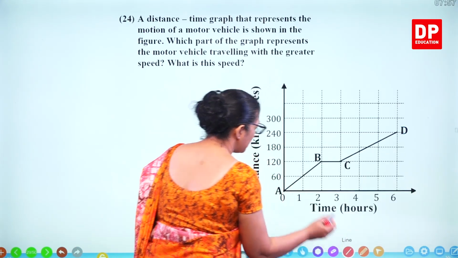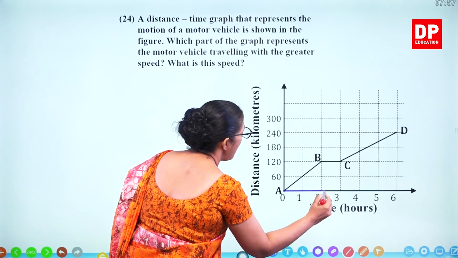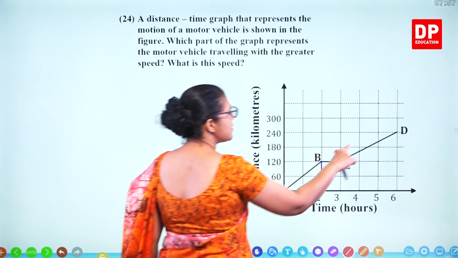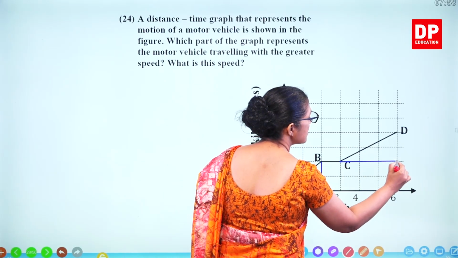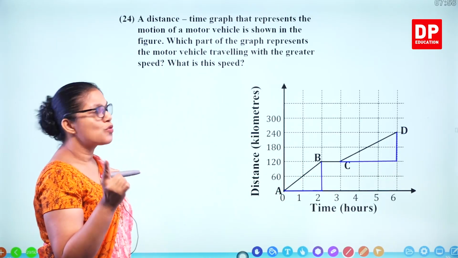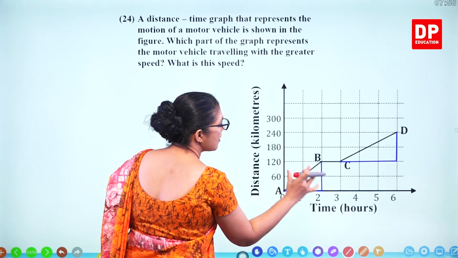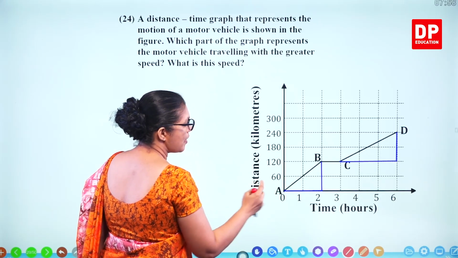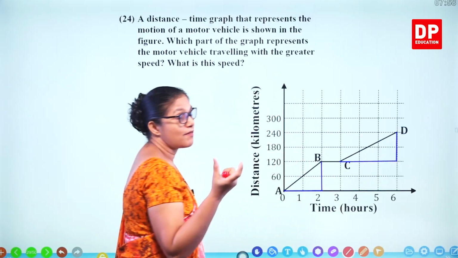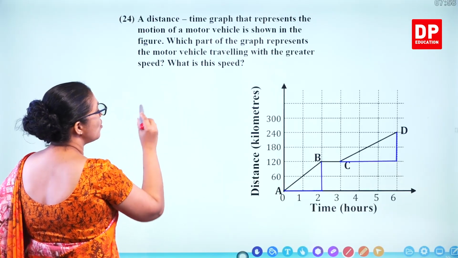When you take this one, 2 hours, 120 increased for 2 hours. What about this one? Here 3 hours, same amount, this is 120. So which one has the steeper gradient? This one, A to B, because the same amount increased within 2 hours, while this takes 3 hours. So you can write this part has the greater speed, so A to B.